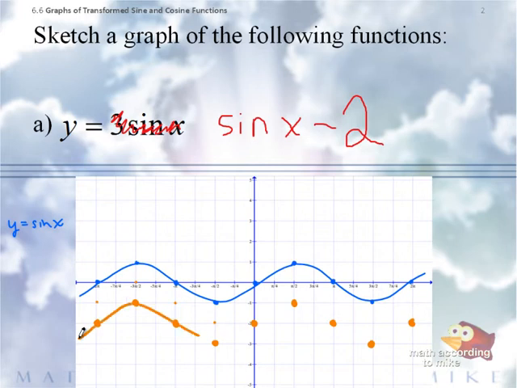So if you would, connect the new points. So orange is our final answer.